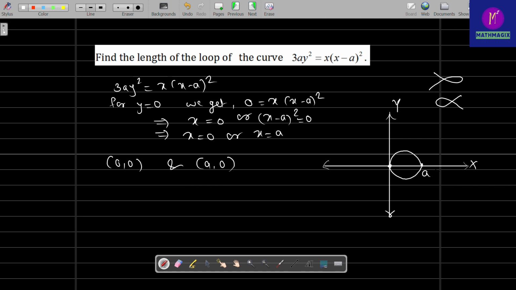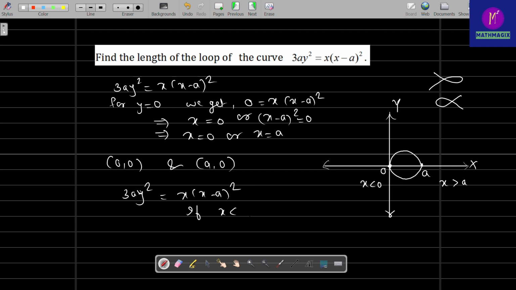For that we have to see whether the tail is present on the left hand side of the loop or on the right hand side. How do we check whether the curve exists on the left or right? The left hand side of this loop is basically x less than 0 and the right hand side is x greater than a. So we will see whether the curve exists for x less than 0 or x greater than a. We have the equation again 3ay² = x(x − a)². Here x is a non-square term, (x − a)² is a square term, and y² is also a square term.